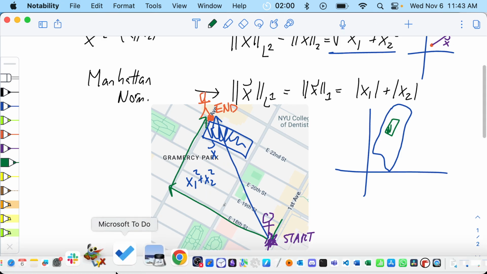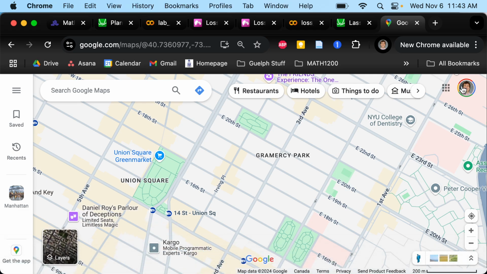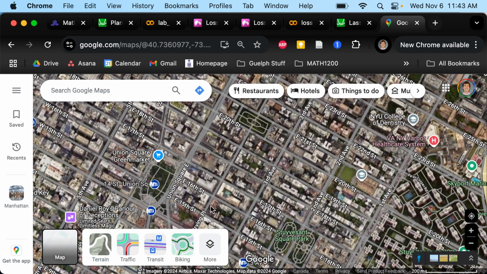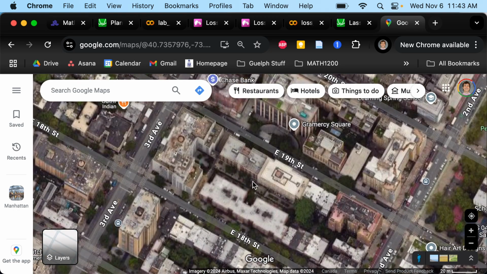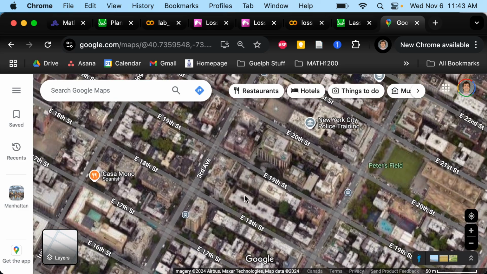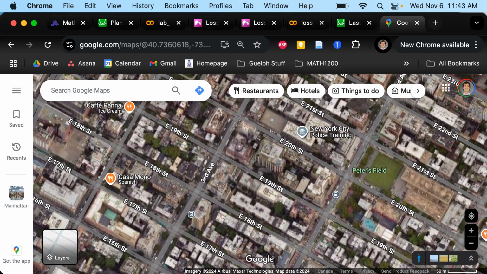Let me show the, can we see a layer? How do I do layers? There's a lot of pressure. Okay, there you go. Look at all these buildings in between, right? Look at these buildings. You cannot walk through these diagonals. There's buildings in the way. So you have to walk in this sort of a grid pattern.